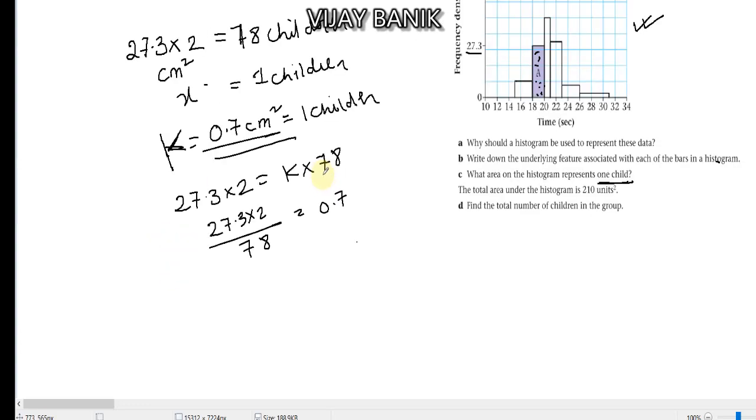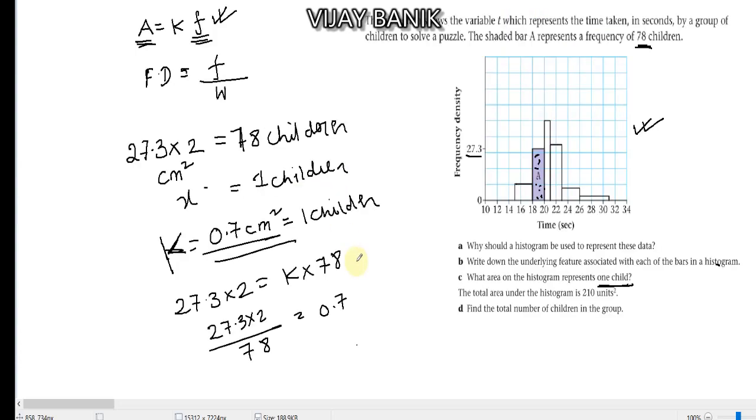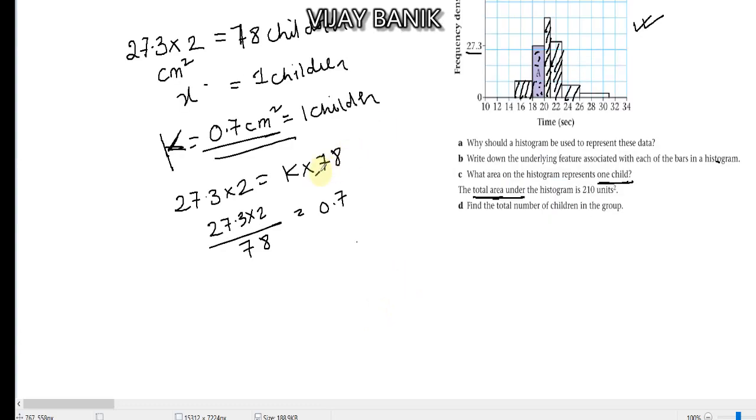Now they are asking, find the total number of children in the group. They already told us the total area. You may ask how we got this total area; it has been given to us. Otherwise, in some other sum, you would have individually found their areas to get the total area. But in this case, the total area has been given to us, so we can do it.